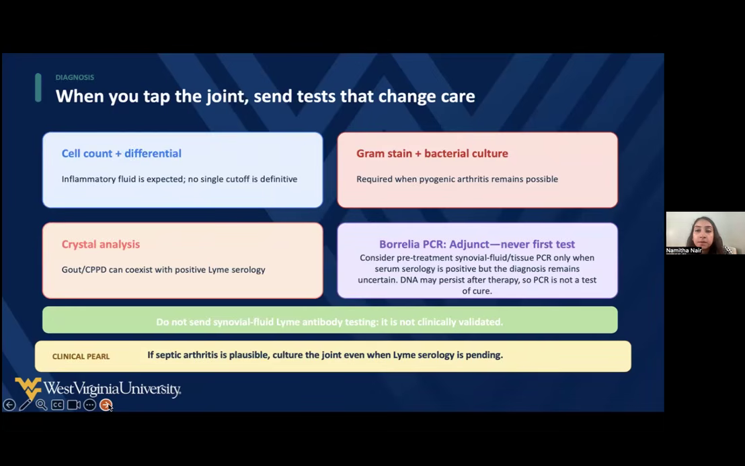And then the Borrelia PCR is an adjunct. It's never the first test. So definitely try it only if you find that the serology is positive in the first place, but you're still trying to make sure that the diagnosis is certain. And again, as with the serologies, the DNA may also persist after therapy. So do not try to do this as a test of cure. We usually do not recommend doing synovial fluid antibody testing. Usually it's just the PCR for the synovial fluid.